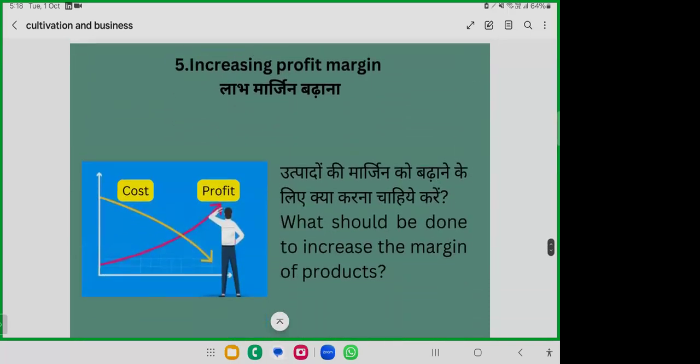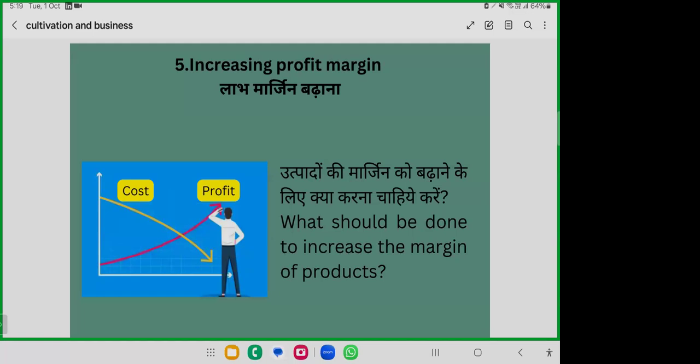Then increasing profit margin. What should be done to increase the margin of product? This is very important, because anyone can apply if they want to sell their mushrooms directly, or they want to sell their fresh mushrooms actually. So that is not the issue.